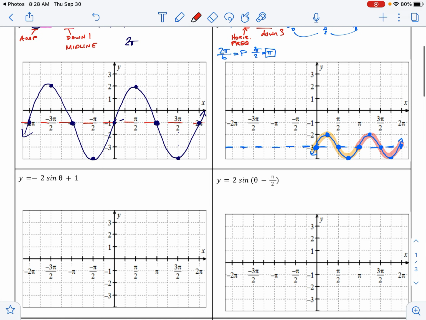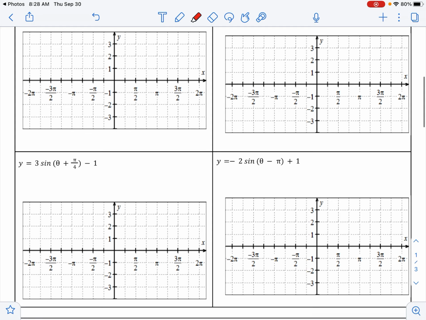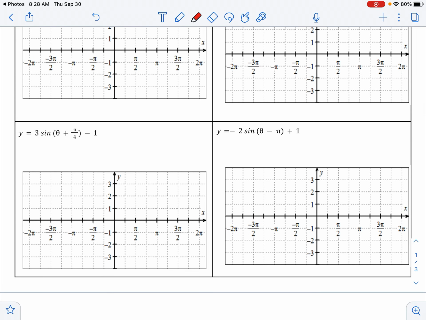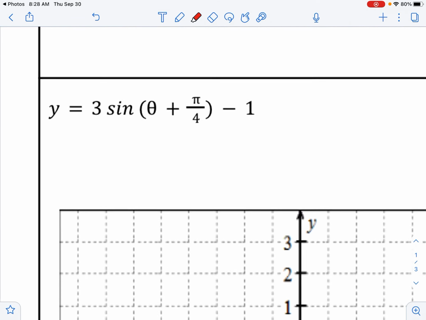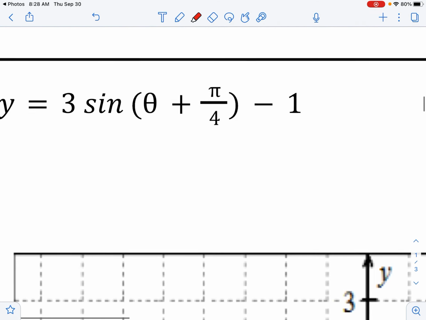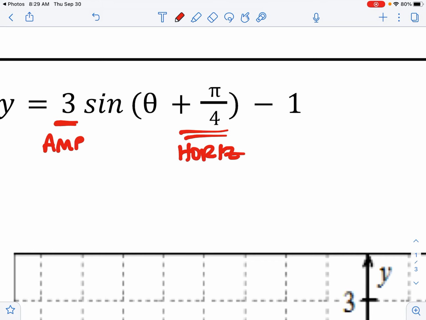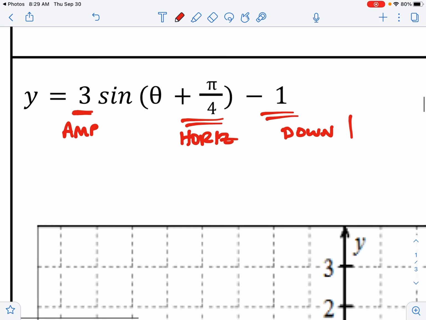So I have a few more for you to do here. Actually, we'll do one more together. Let's do one of these that has all the shifts involved. So this last one here. We have multiple shifts now going on. We have amplitude of 3. We have horizontal shift, pi over 4, and we have downshift of 1.